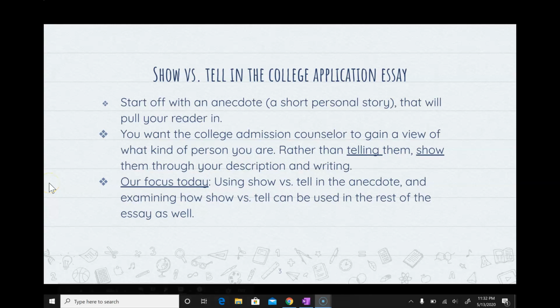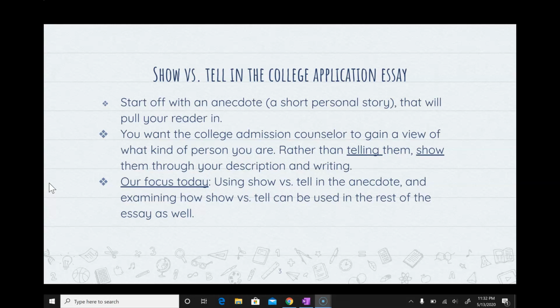When talking about using show versus tell in the college application essay, there are a few important things to keep in mind. Last class, we talked about starting off your essay with an anecdote or a short personal story that will pull your reader in. A lot of college essays will be revolving around this anecdote, using this short story, this private personal experience to indicate to your reader what you've learned about yourself and how it connects to things on a broader scale.